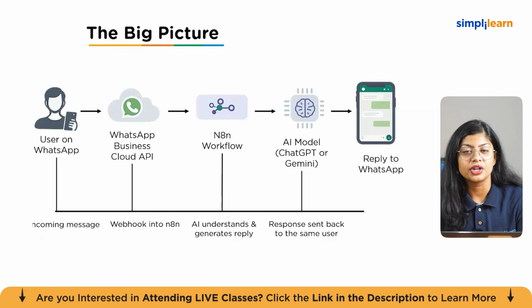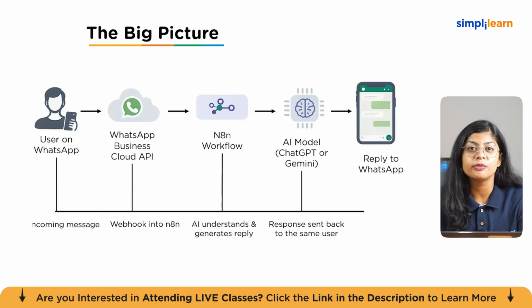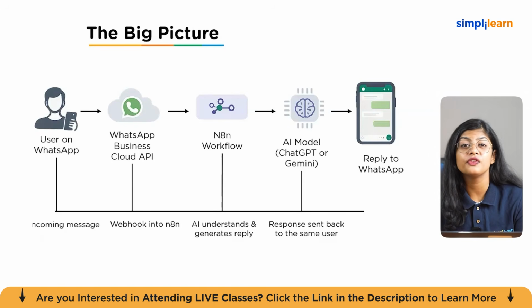And it's also modular. Want to use Claude instead of Gemini? Just swap the node. Want to add data logging? Add another node. The system scales. WhatsApp handles billions of messages daily. n8n powers hundreds of thousands of workflows. Everything here is production ready. This architecture works at any scale, 5 messages a day or even 5,000. That's the power of this design.